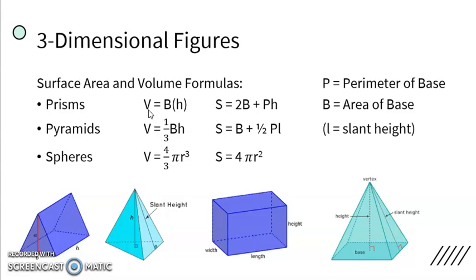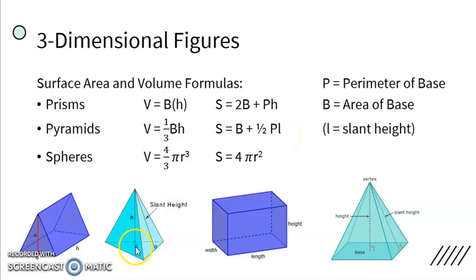For prisms, the volume formula is the area of the base times the height, and the surface area formula is 2 times the area of the base plus the perimeter times the height. For pyramids, the volume is 1/3 times the area of the base times the height, and the surface area is the area of the base plus half the perimeter times the slant height.